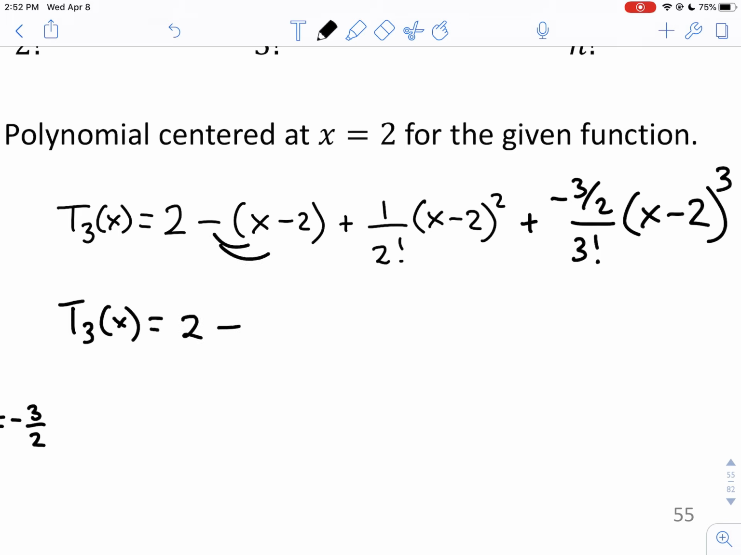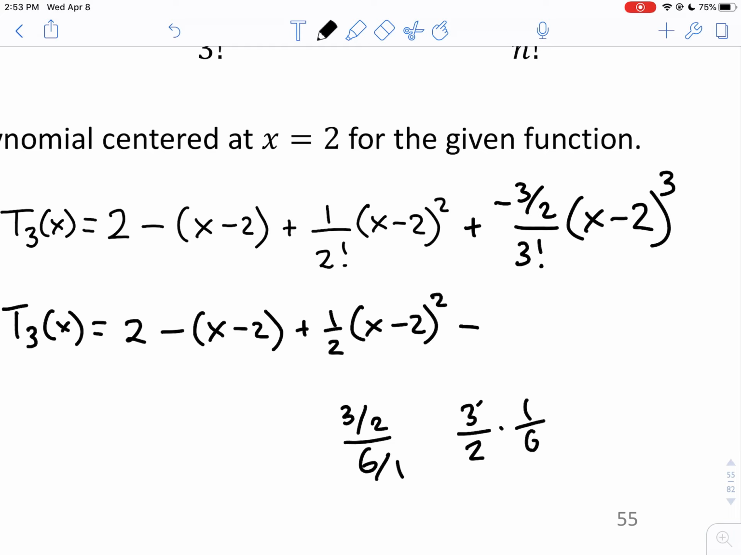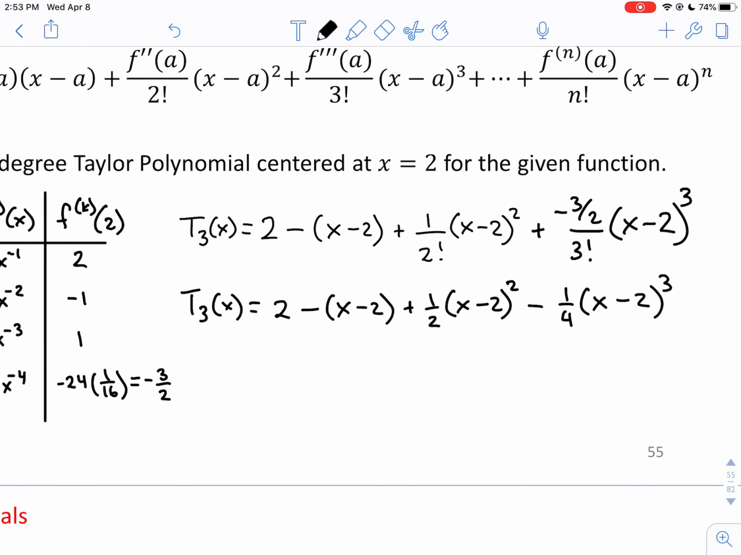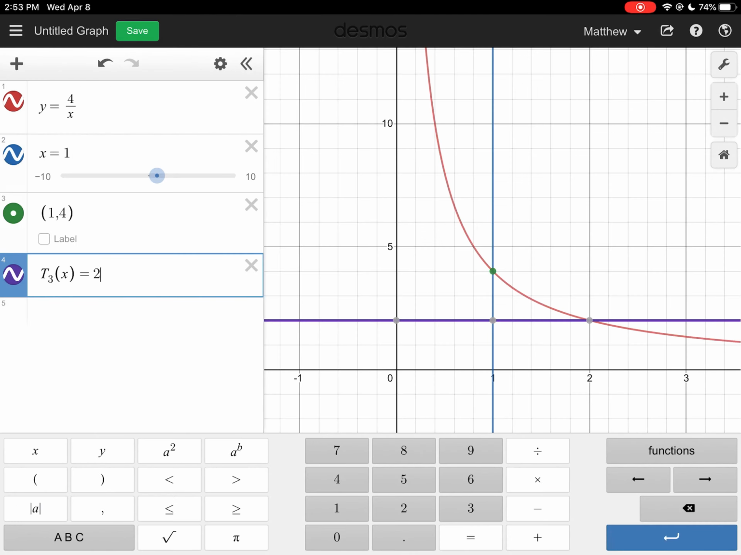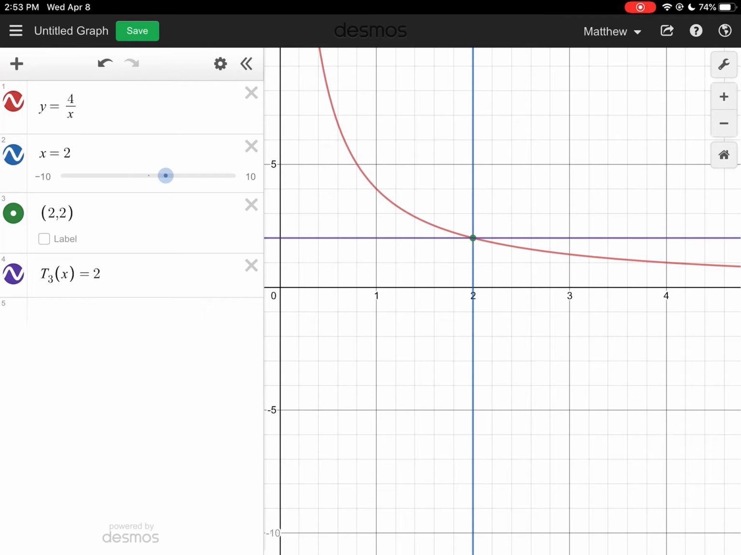Don't worry about distributing that, but I do want to simplify what that looks like. 2 factorial is just 2, so that's just that 1/2 there. And then this last one, this will be subtraction. 3 factorial is 6, right? So we're doing like a 3/2 divided by 6. That gives me 3/12, which is 1/4. So now I'm going to start typing in this polynomial. Oh, hello, I made a total mistake. We're not doing this at x equals 1, we're doing this at x equals 2. There we go. Here's where we're trying to get our polynomial to match.